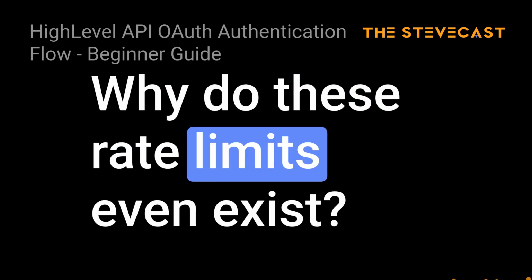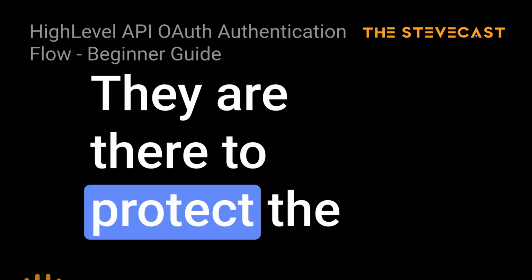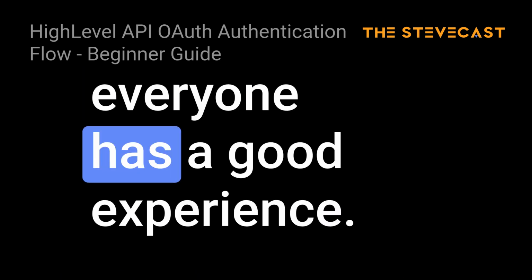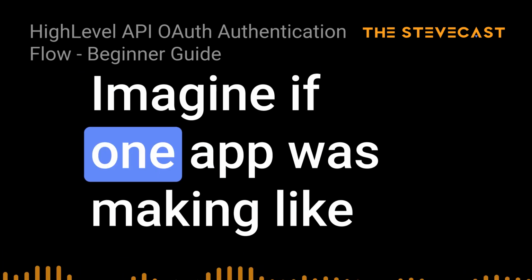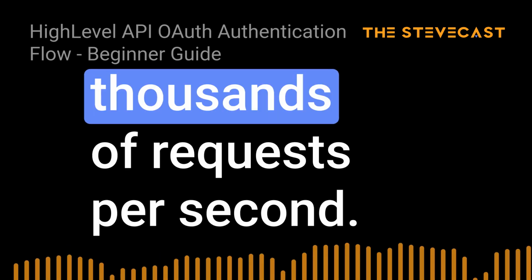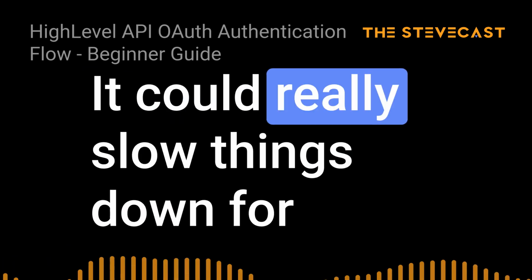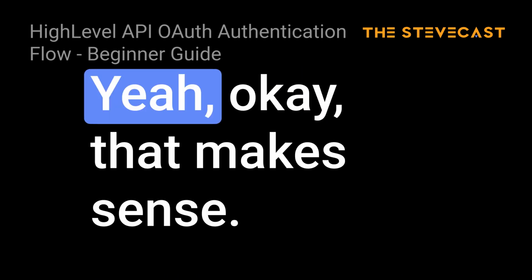Why do these rate limits even exist? They are there to protect the HighLevel system and make sure everyone has a good experience. Imagine if one app was making thousands of requests per second. It could really slow things down for everyone else. Yeah, okay, that makes sense.